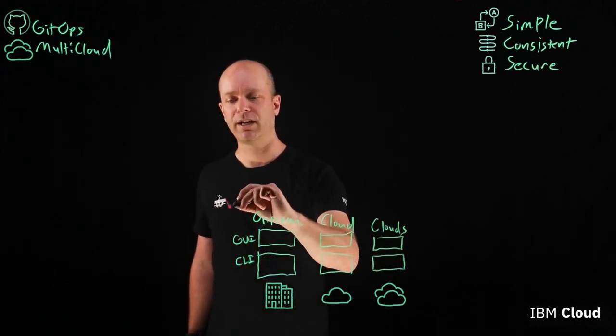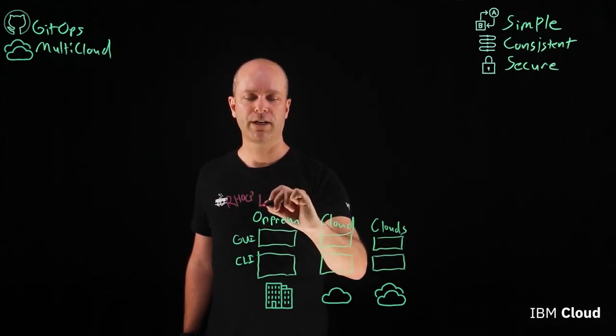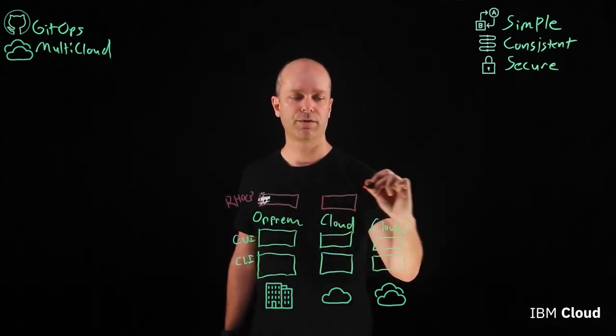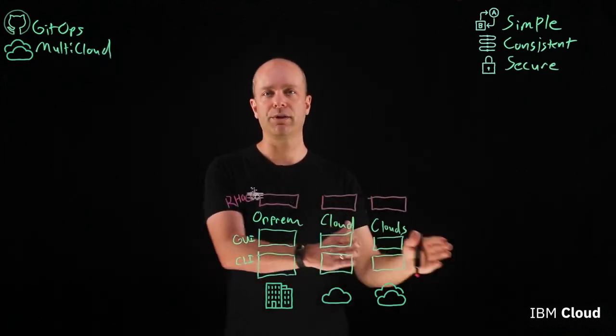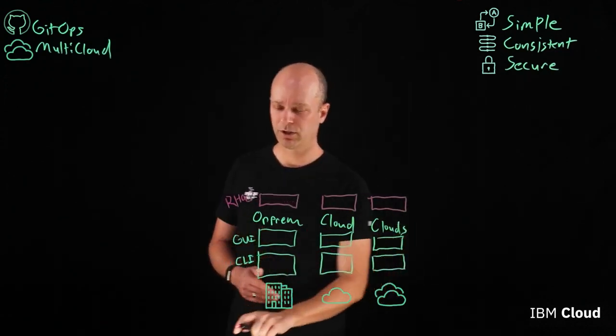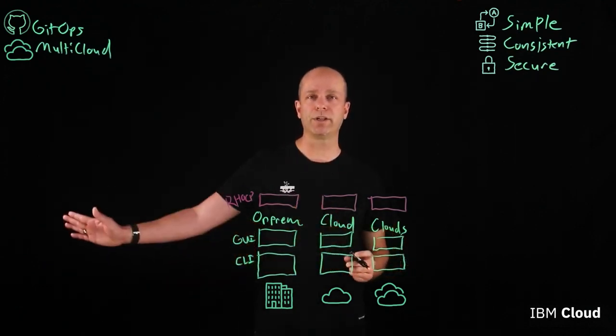Now, OpenShift helps. OpenShift provides a secure, consistent way of managing your infrastructure and applications, no matter whether they're on-prem or in the cloud. But we're going to take things a step further and show how GitOps can really manage everything through Git operations.